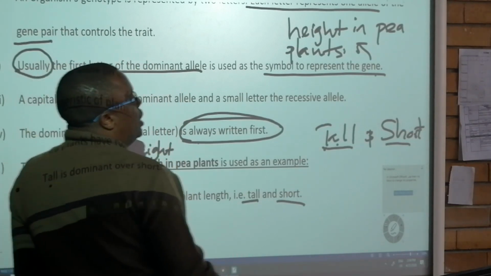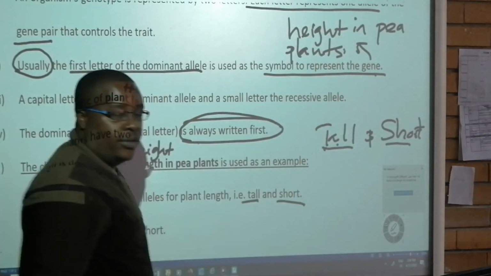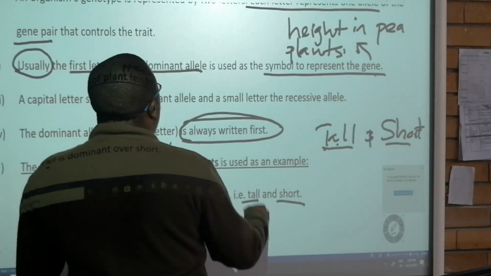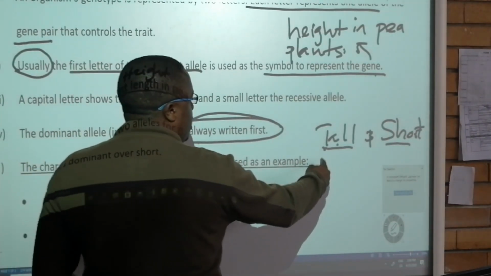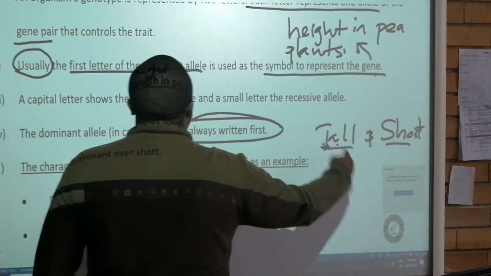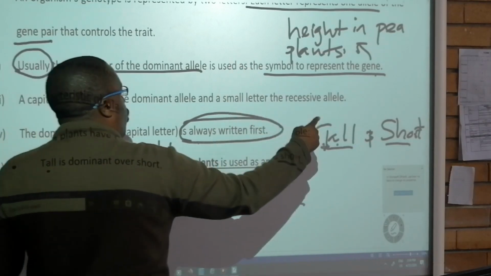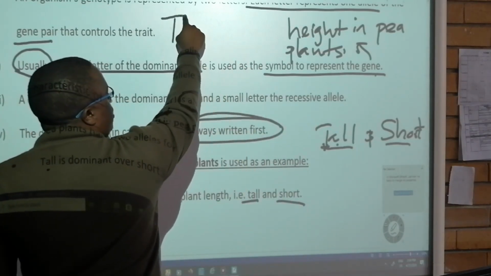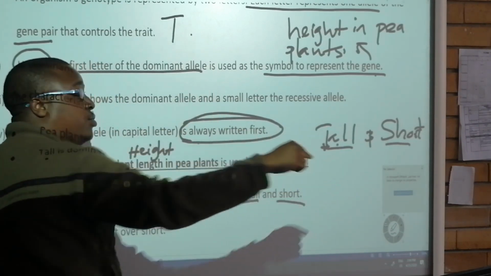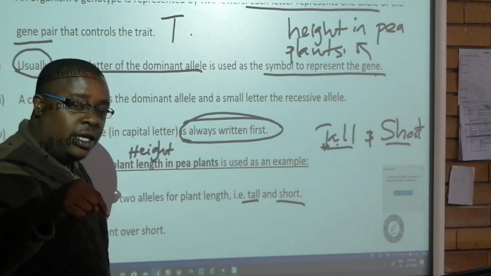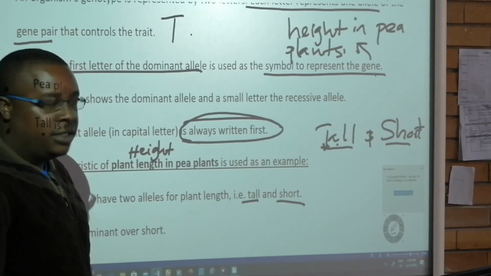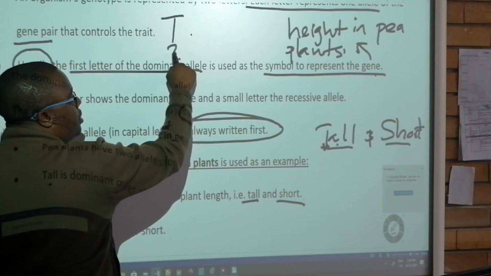In other words, when we are writing the genotype for height in pea plants, we are going to use the symbol, the letter T. Why? Because tall is dominant over short. So for tall, the symbol is capital T. And then for short, we're still using the same letter T. But this time around, because now we know that short is recessive, we will use the small letter t.